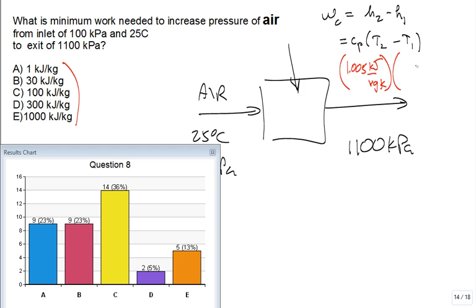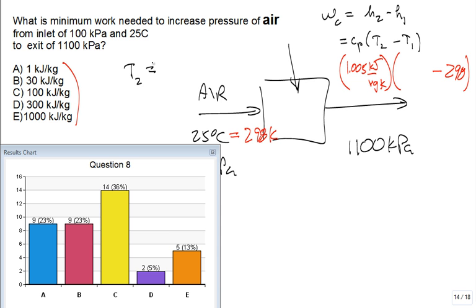Now, I need to find T2, but I already know what T1 is. This is the inlet temperature T1. I can either put 25 or 298. I'm going to put 298. That's a big hint for how I'm going to get T2. I need to get that exit temperature, T2.